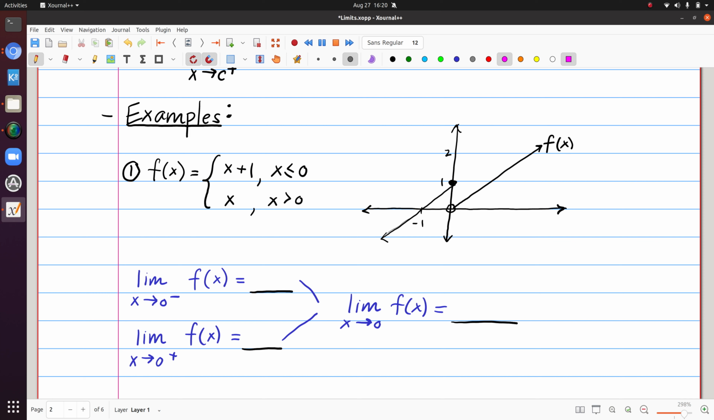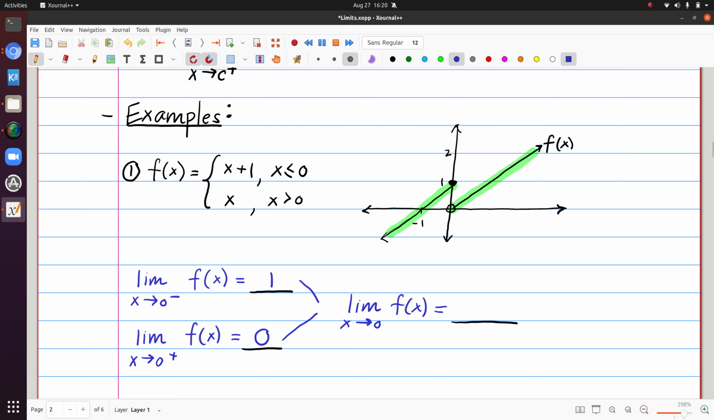So in this instance here, if I were to travel from the left toward x equals 0, I'm going to follow this part. What we see here is we're approaching the y value 1. So that's what I'm going to fill in this blank. Now, if we do the same thing but approach from the right, notice that the y value we're approaching is instead 0. So that's what I'm going to fill in here.